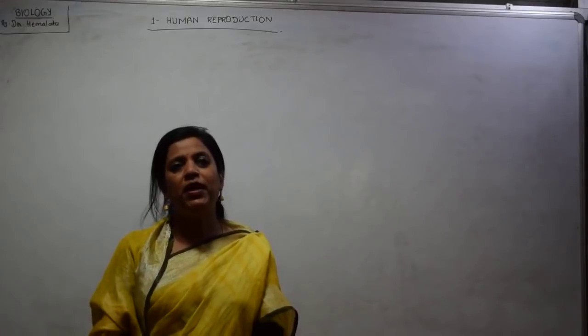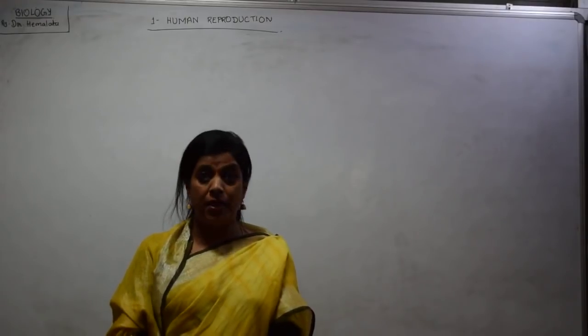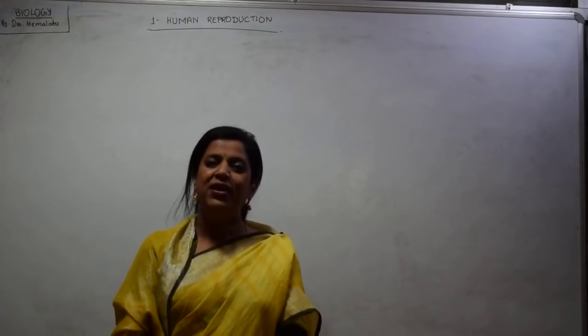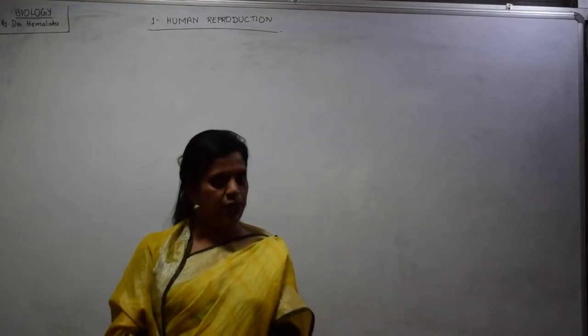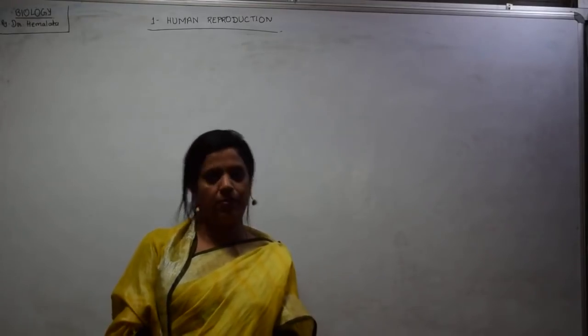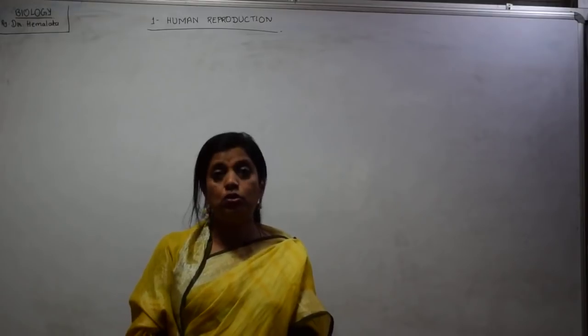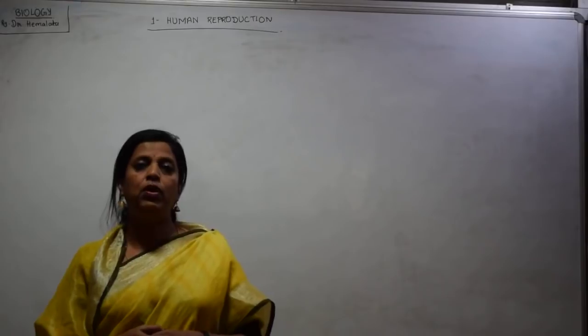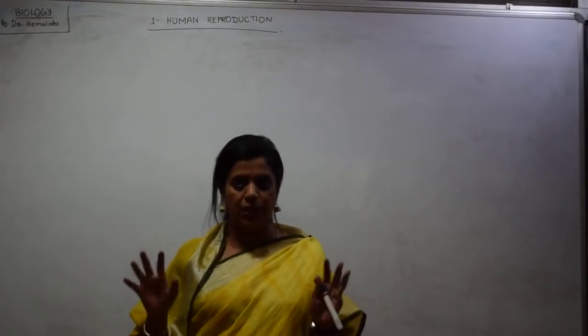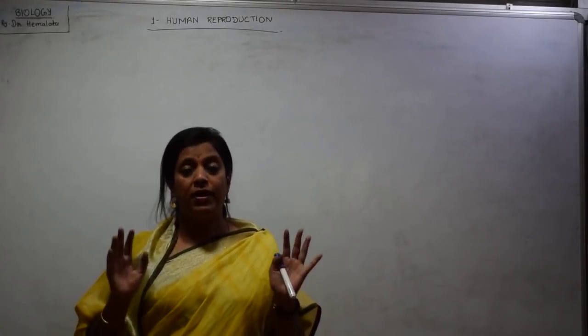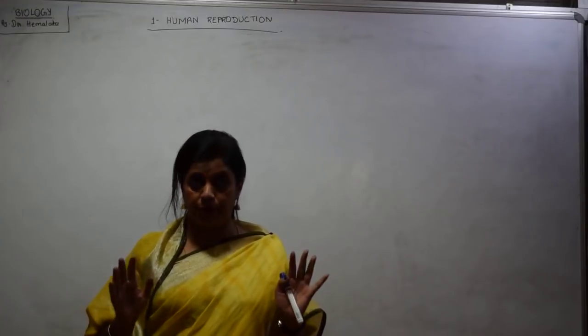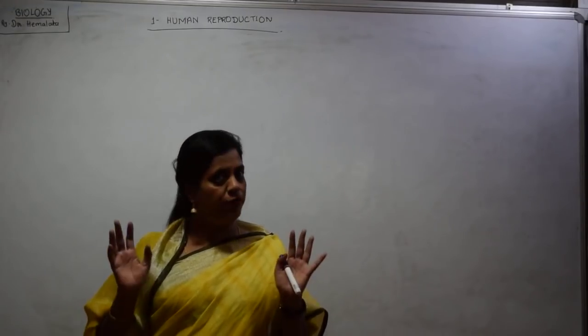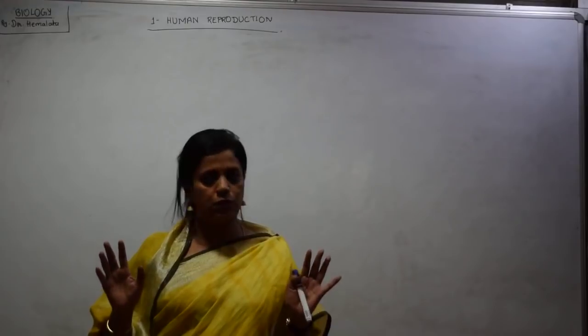Now let us begin with the reproductive system in men and women. Okay, the male reproductive system: first I will draw, then we will talk about the female reproductive system. I want to draw it because you need to draw it on the board, as there will be a compulsory 5-mark question to draw and label the parts of the male reproductive system or female reproductive system in humans.